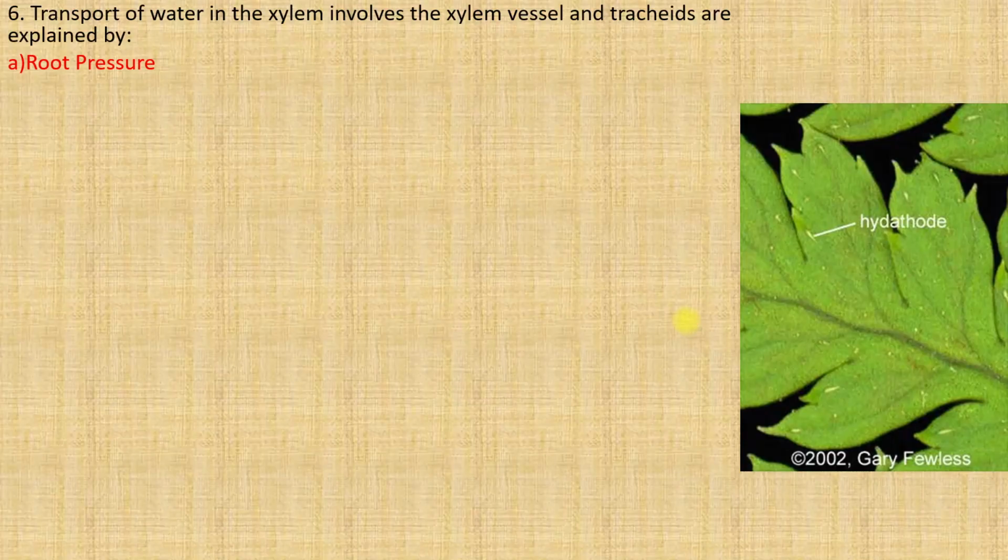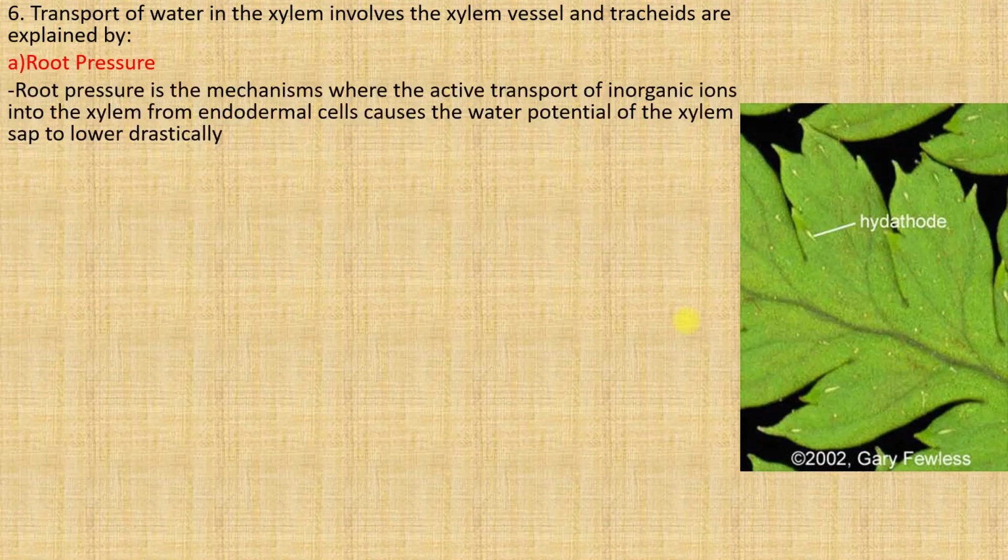So the transport of water in the xylem involves the xylem vessels and tracheids, and I'm sure you are able to identify them, as you recall what you learned in term 1. This transportation of water in the xylem is explained by the root pressure. So what is root pressure?